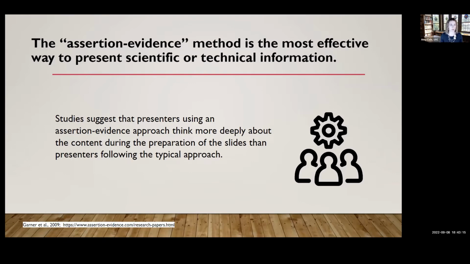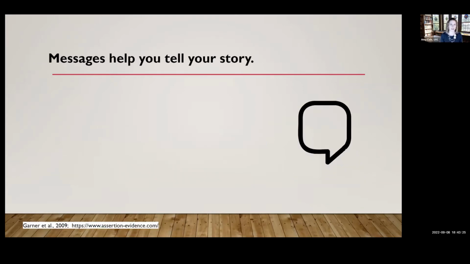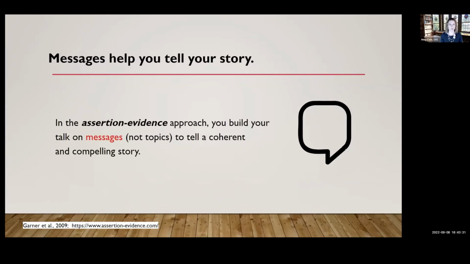There's a bunch of presentations they're going to go to. They're not going to remember what you're talking about because you're confusing them with a bunch of text and words. So instead, you need to use a message to help tell your story. In this approach, you build your talk on messages, not little keyword phrases or topics, to tell a coherent and compelling story.